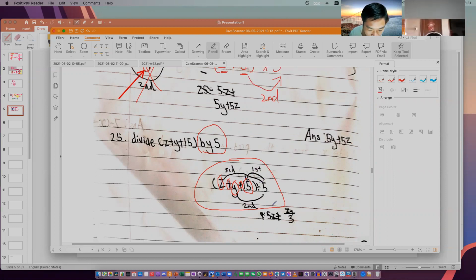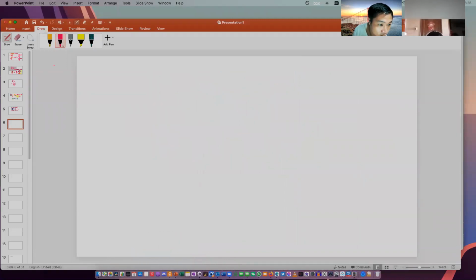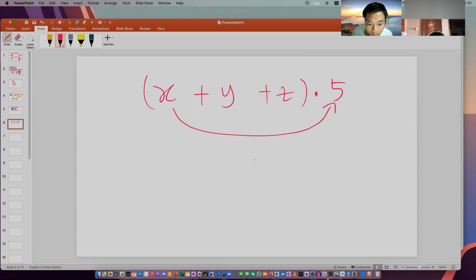Once you identify the first, second, third, and they are separated by a plus, what I'm trying to say is this. Let me go to a PowerPoint. Just pay attention to the screen first. Let's say you have x plus y plus z, bracket, times 5. So what you need to do is, this is your first. Am I right? Then this is your second, right? Then this is your third, right? Then can I ask you, what is the result after first?